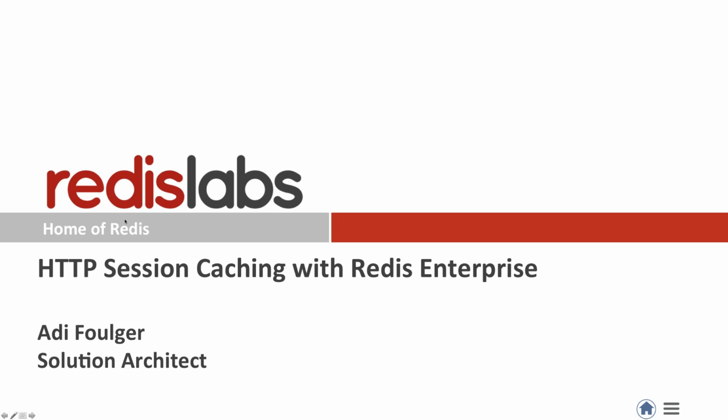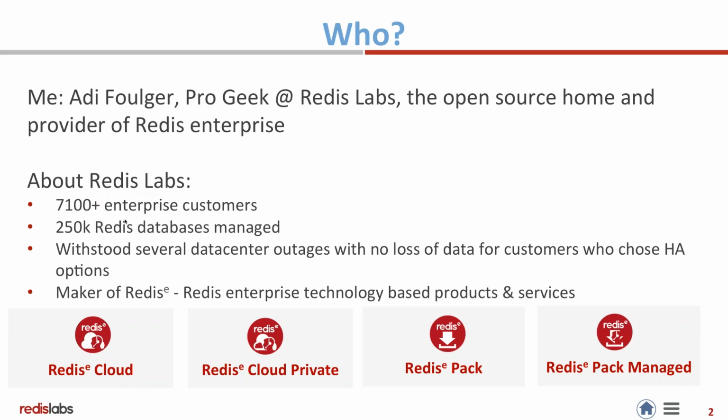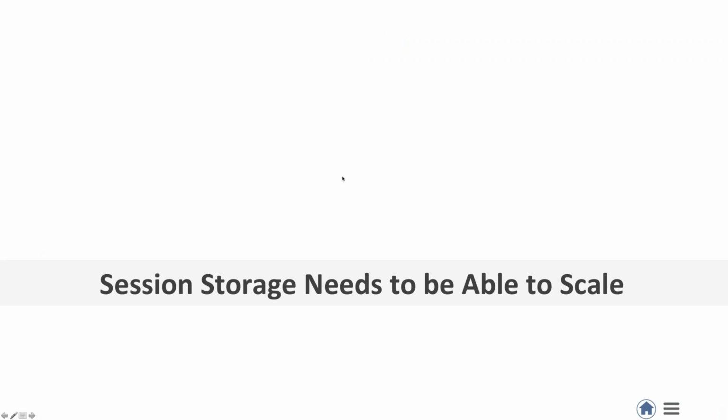So as Sharon mentioned, my name is Adi Folger. I like to call myself a professional geek with Redis Labs. And Redis Labs is the open source home and provider of Redis Enterprise. We provide Redis Cloud, Cloud Private, on-prem, and various different permutations of a fully professional grade Redis implementation that you can lean on as a core part of your architecture. That's a very important aspect of what I'm going to be talking about today, because sessions are something that definitely needs to be able to scale.